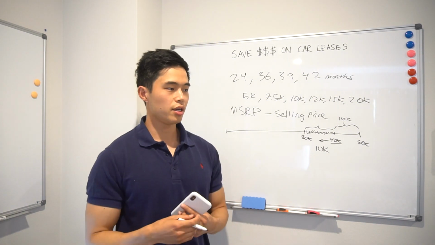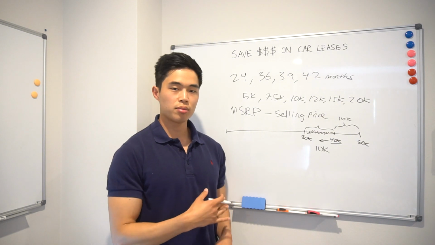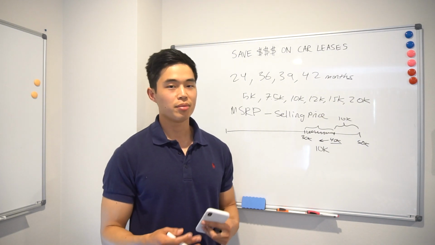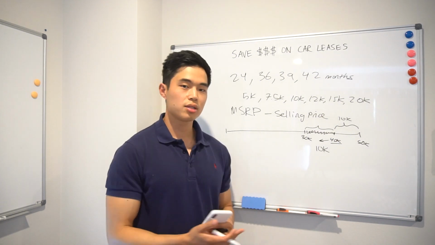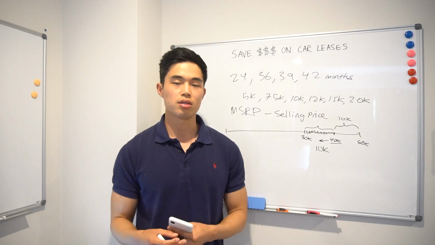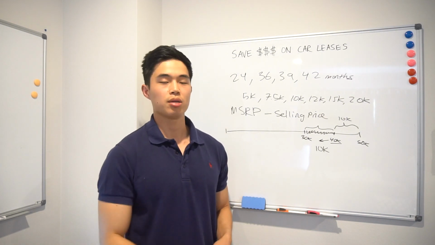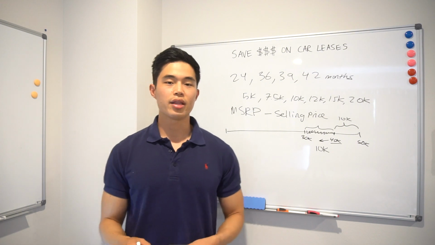I'd suggest asking to see the numbers for 24 months, 36 months. Sometimes it might be better to get a 24-month lease. Sometimes it's better to get a 36-month lease. Depends on the discount that you're able to receive and the residual values that they have set.